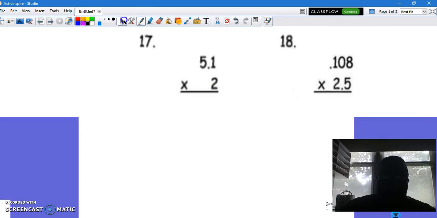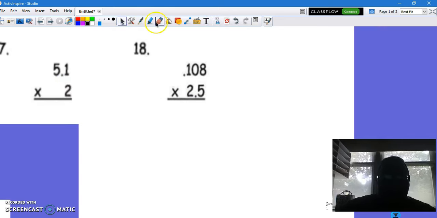And number 18. Look at number 18. That looks like fun, doesn't it? Alrighty, let's do it. Rock and roll. Fly like some squirrels. Here we go. 8 times 5, 40. Carry the 4. 0 times 5, 0 plus 4 is 4. And 1 times 5, which is 5.